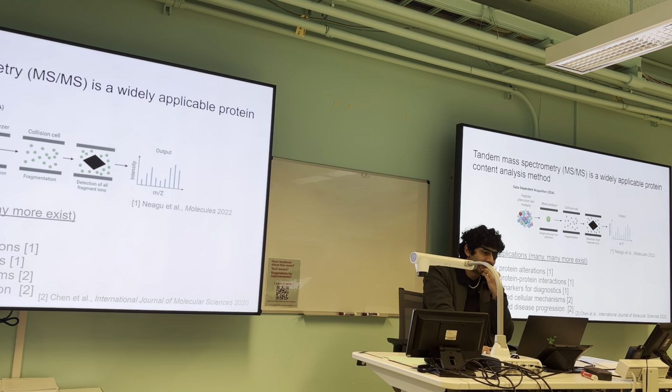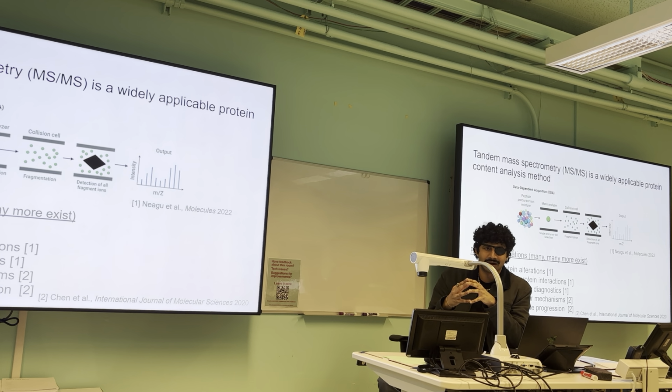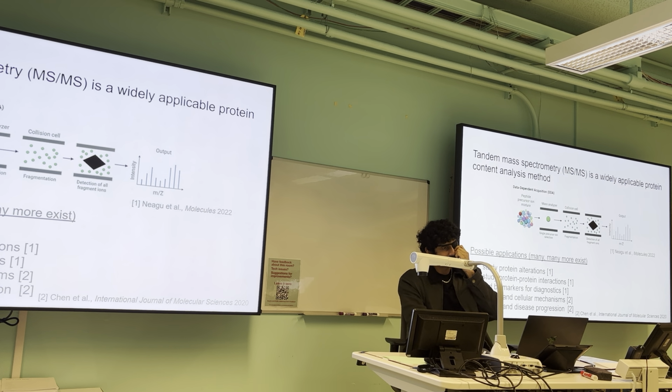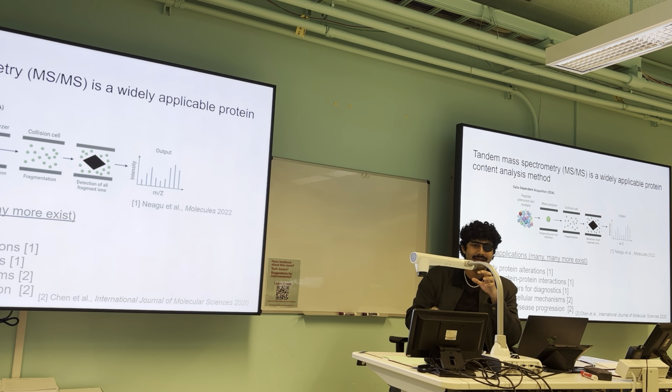So let's start off with what's the data I'm working with? Literally, what machine does this come from, right? Because it's computational biology research, there's some kind of biological backing to all this, and that comes from this machine over here. The machine that gives the data that I work with is called a tandem mass spectrometer, and it is a really, really ubiquitous protein content analysis method.